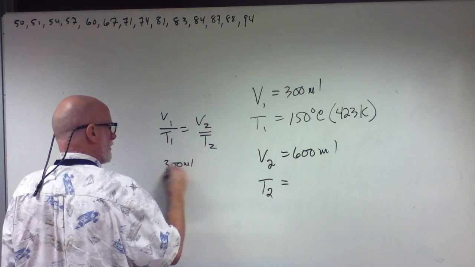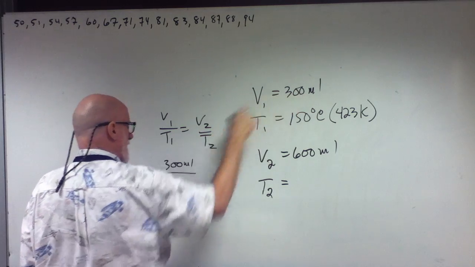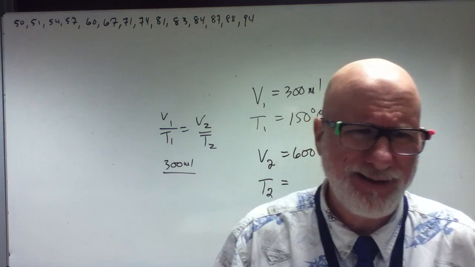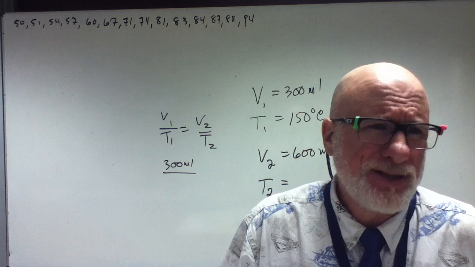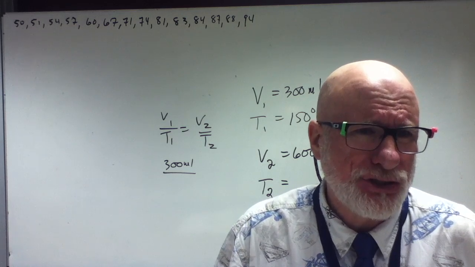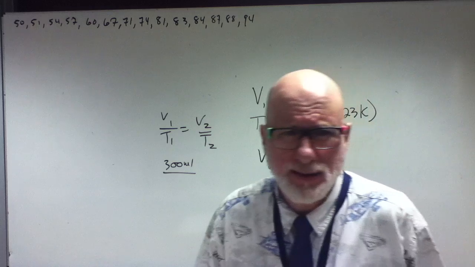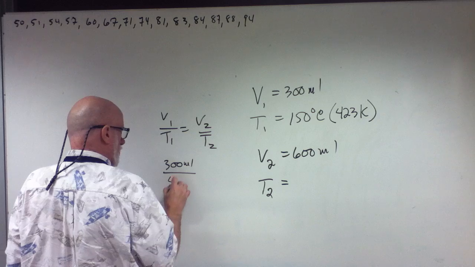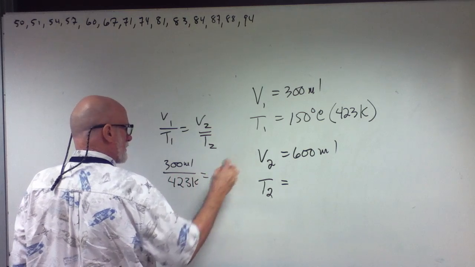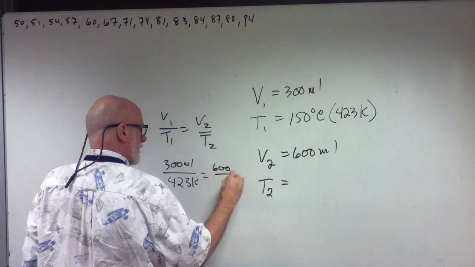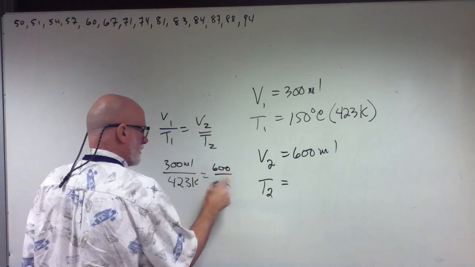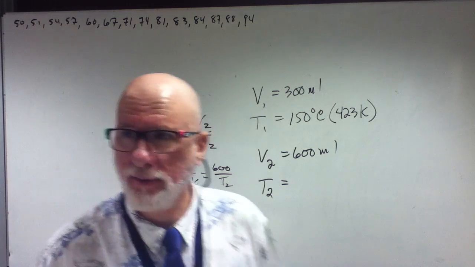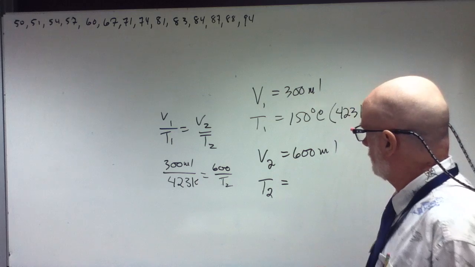300 milliliters. I have something to say about that. Are we using milliliters? That's a little weird. Are those SI? I don't think so. We use liters, right? Isn't the ideal gas constant in liters? Yes, so this is a little weird. This is a point of confusion, which is very easily explained. 423 Kelvin equals 600 over T2, right?